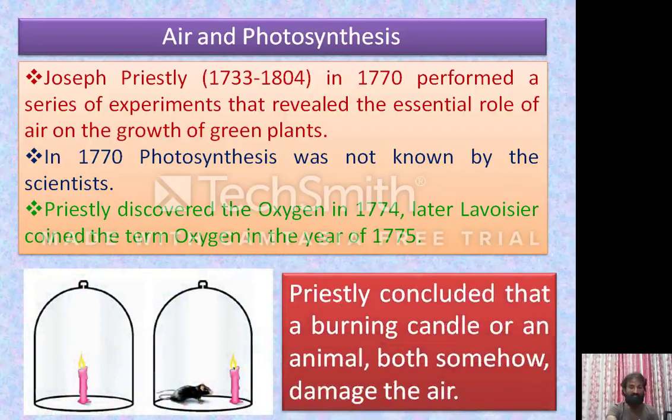So in the first figure you see here, he has taken a bell jar, put a candle in it and lit it. After some time, what will happen? Automatically the candle goes off. The candle went off. Okay, so in the second setup, he took a candle, and along with the candle he also took a rat or mouse.